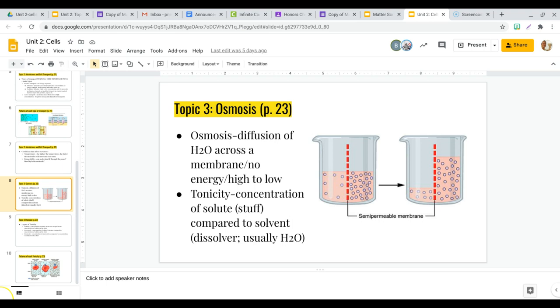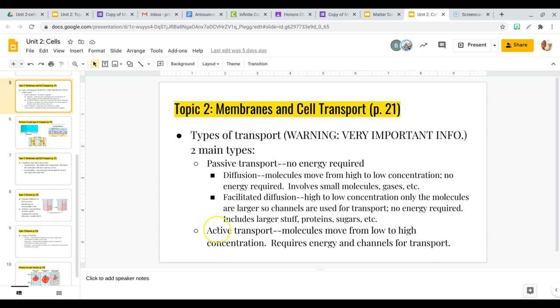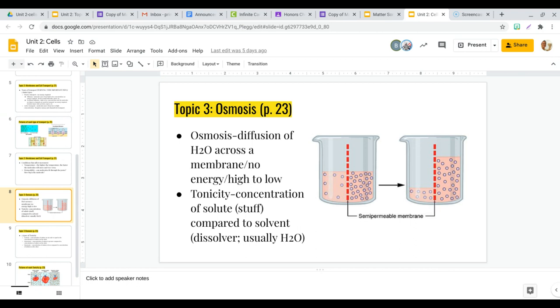So, what I have for you today is we are going to move on to topic 3, which is going to be page 23 in your notebooks. So, we've gone from talking about passive transport and active transport. And under passive transport, we have diffusion and facilitated diffusion. What we're going to be talking about today is something called osmosis. And this is a type of diffusion. So we know that osmosis has to be a type of passive transport. So right off the bat, we know osmosis is not going to require any energy at all.